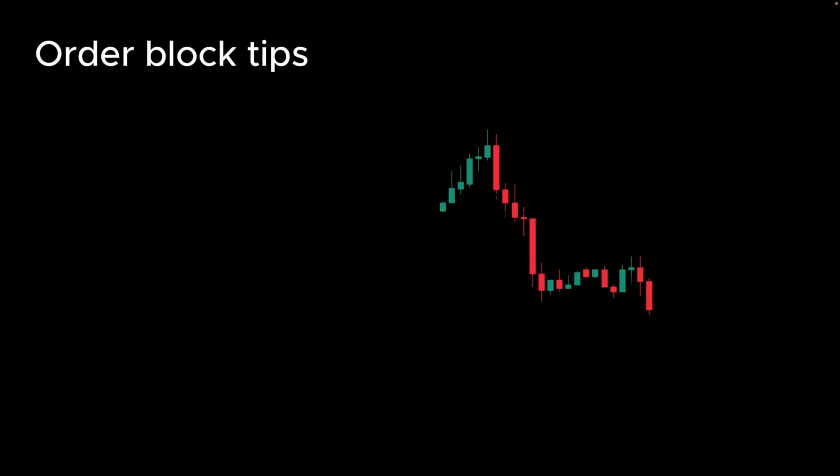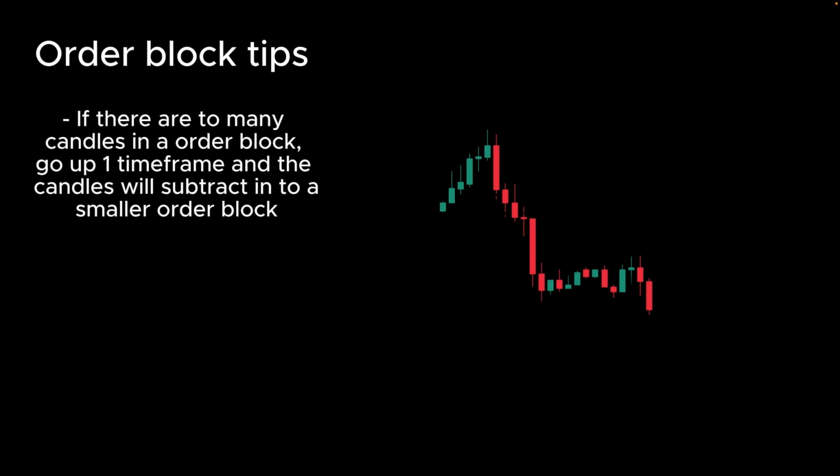This is one I'll include early because I think it's a good one. If there are too many candles in an order block, go up one time frame and the candles will subtract into a smaller order block.